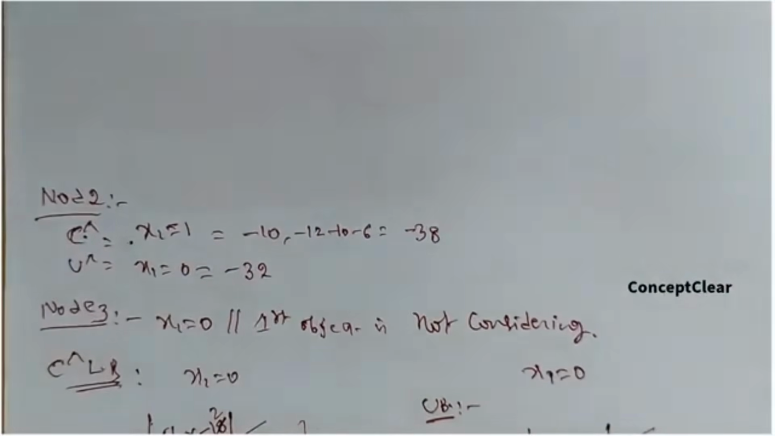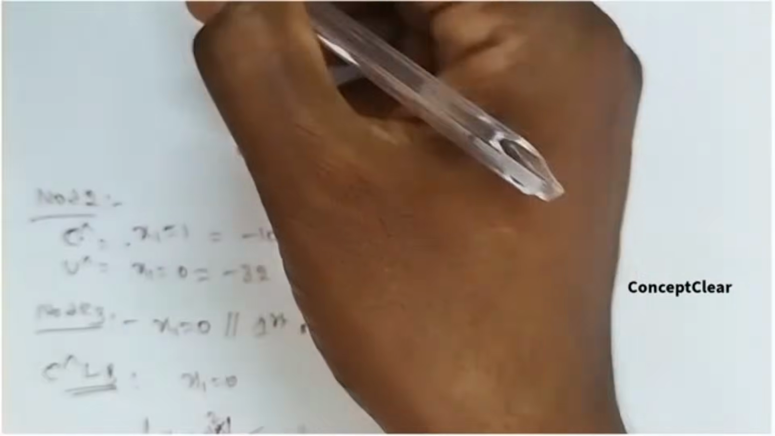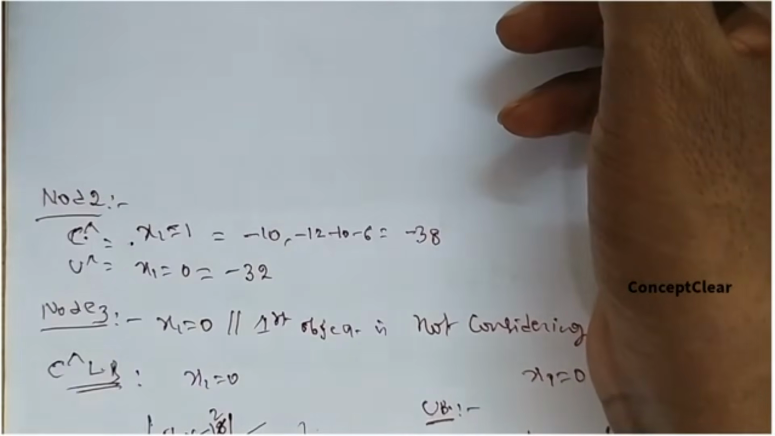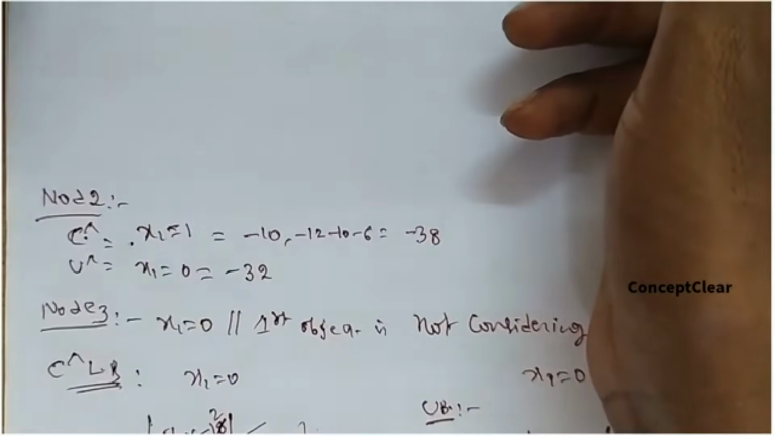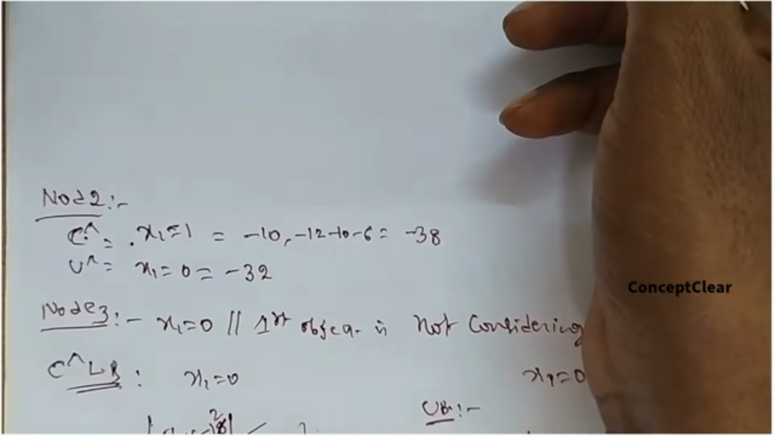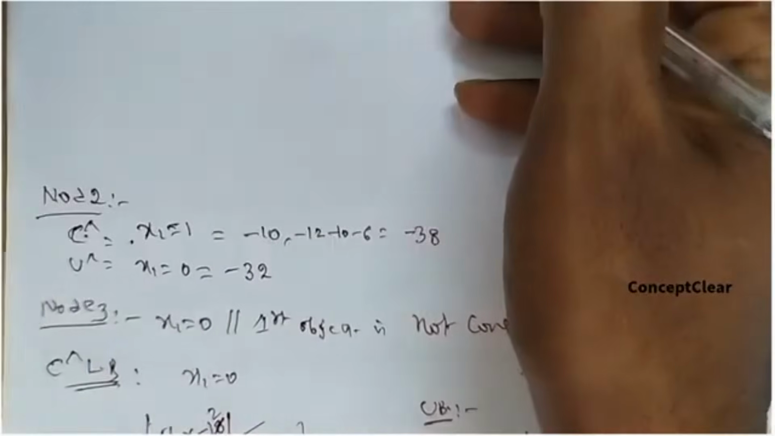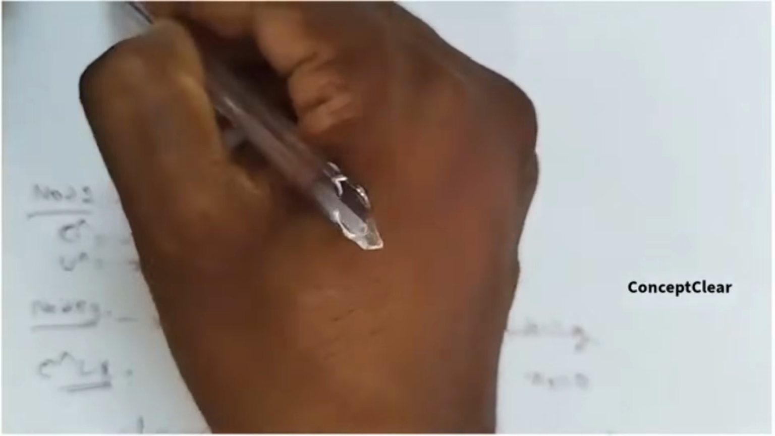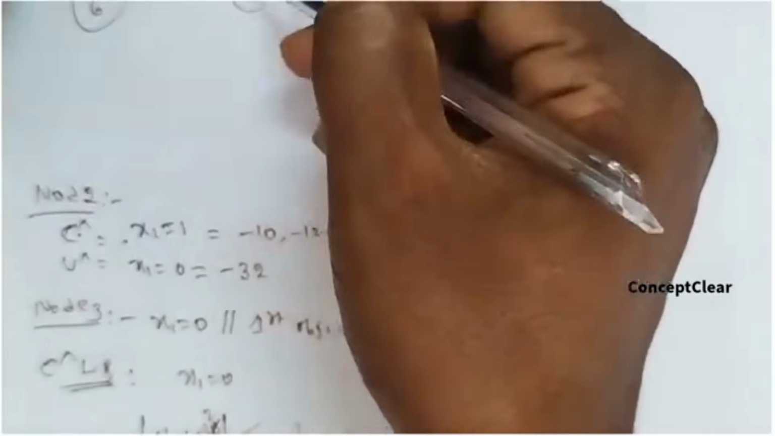By comparing these two, which one is the least value? By comparing these two, the least value is minus 36 versus minus 38. So minus 38 is the least value, so we have to extend it. If I extend this one, we will get 6 and we will get 7.